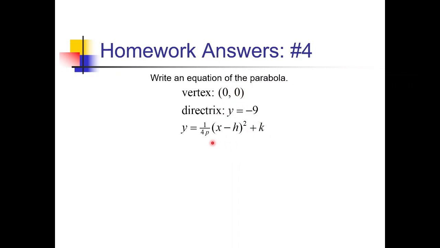For the p-value, I can get that by taking the vertex and subtracting the directrix, at least the y values there. So we have 0 minus negative 9, which is really just 0 plus 9, or 9. Plugging that back in, we have y equals 1 over 4 times 9. And then since I'm plugging in 0 for h and k from the vertex, that's just going to be x squared right there. So we end up with y equals 1 over 36x squared.